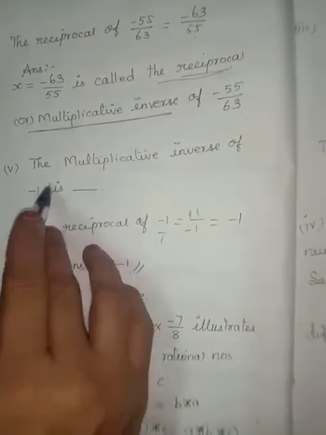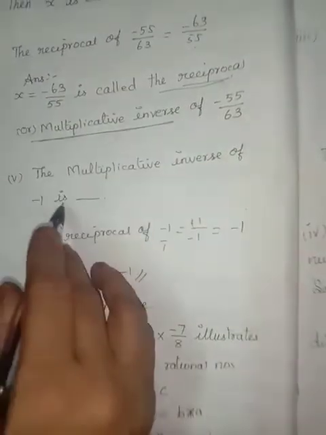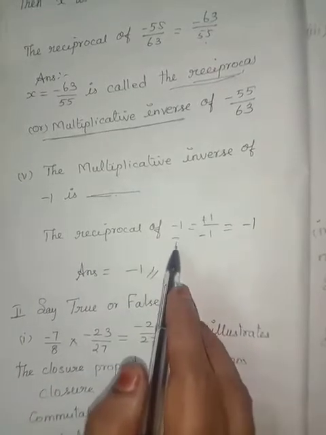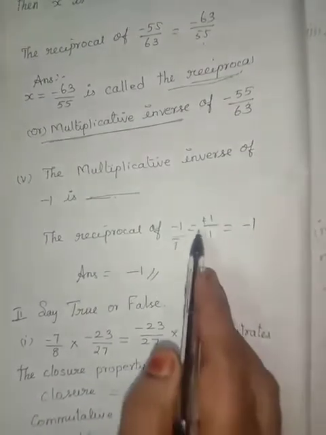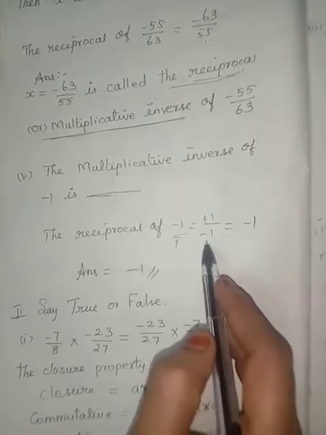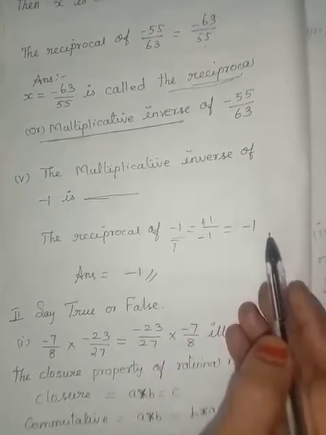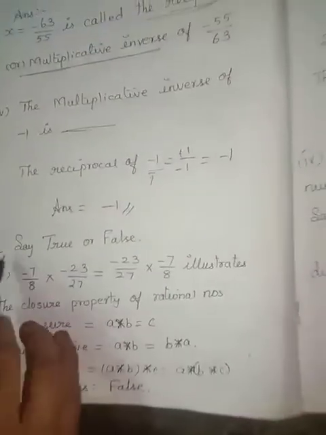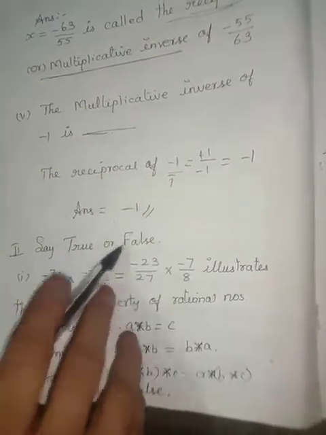The fifth one, the multiplicative inverse of minus 1 is dash. The multiplicative inverse of minus 1 by 1: we get 1 by minus 1, that is equal to minus 1. So the answer is minus 1. The second problem is say true or false.